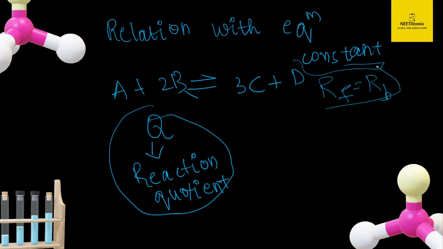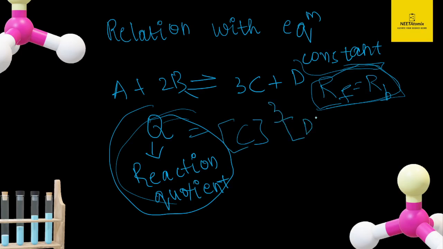The ratio of concentration of the products to the reactants when the rate of forward reaction is equal to rate of backward reaction is the equilibrium constant. But reaction quotient is at any instant of time, at any time. So this one is represented by C to the power 3, D to the power 1 by A to the power 1, B to the power 2. It can be defined at any stage of the reaction.